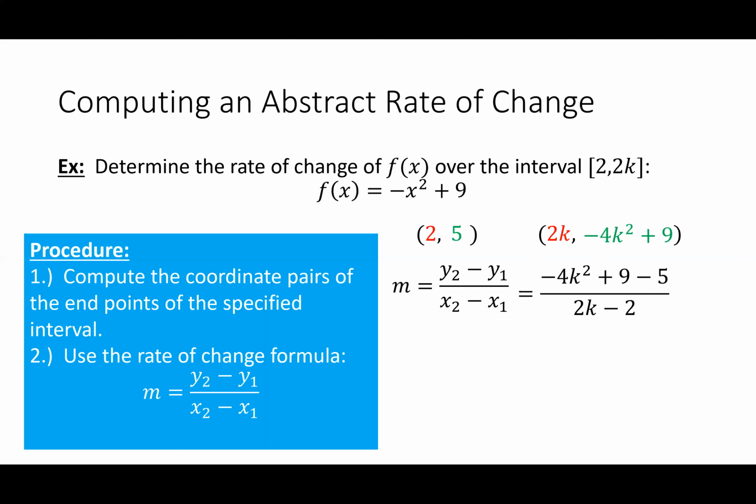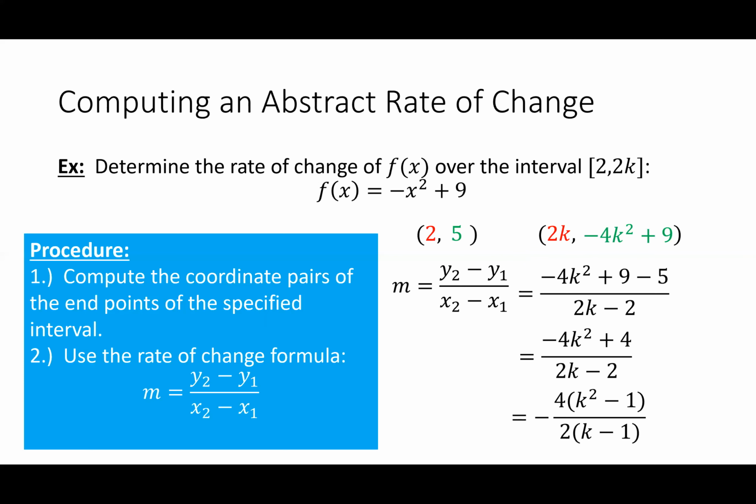So let's do some simplification here. And I get -4k squared plus 4 divided by 2k minus 2. And you'd think we're done here. But what you're going to want to try and do is simplify and factor. So I'm going to go ahead and factor out a -4 from the numerator and a 2 from the denominator. And I get -4 times k squared minus 1 over 2 times k minus 1. If you need to review factoring, make sure that you reach out to me so that I can point you to particular resources.